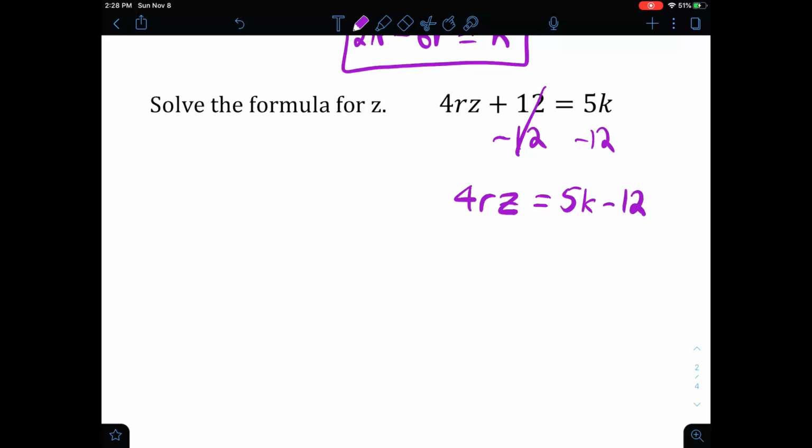Okay. Now we need to get Z by itself. Do we have Z being multiplied by anything? It's actually being multiplied by 4 and R. So how do I undo multiplying by 4R? I can divide by 4R on both sides.